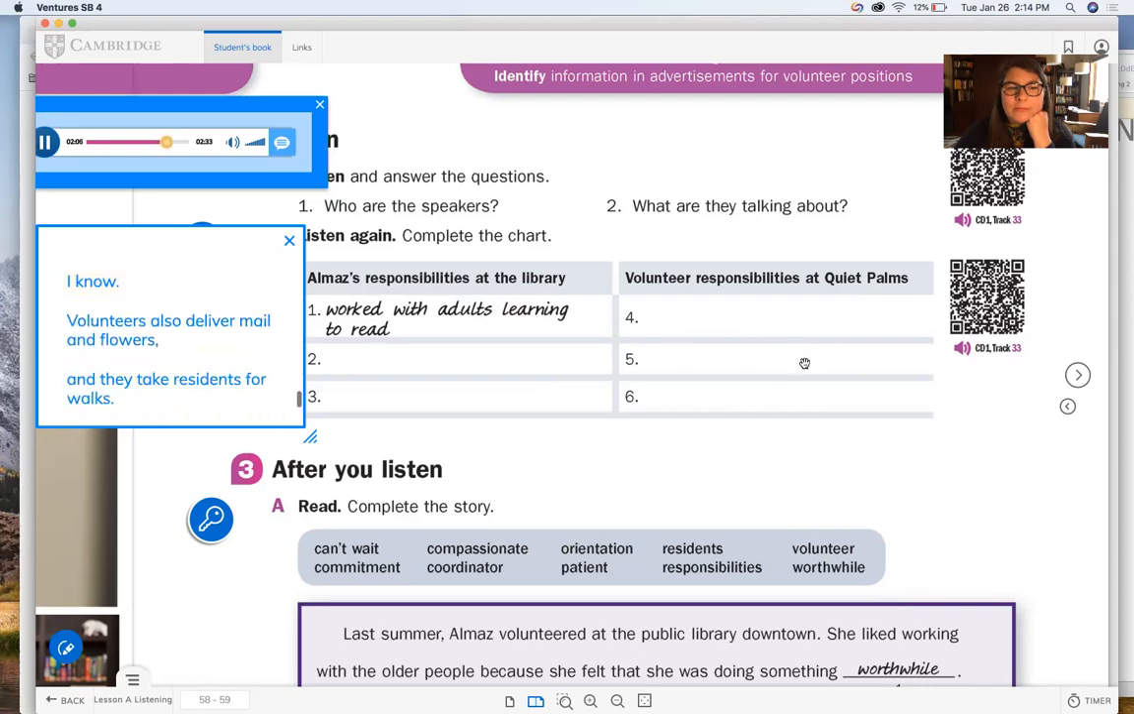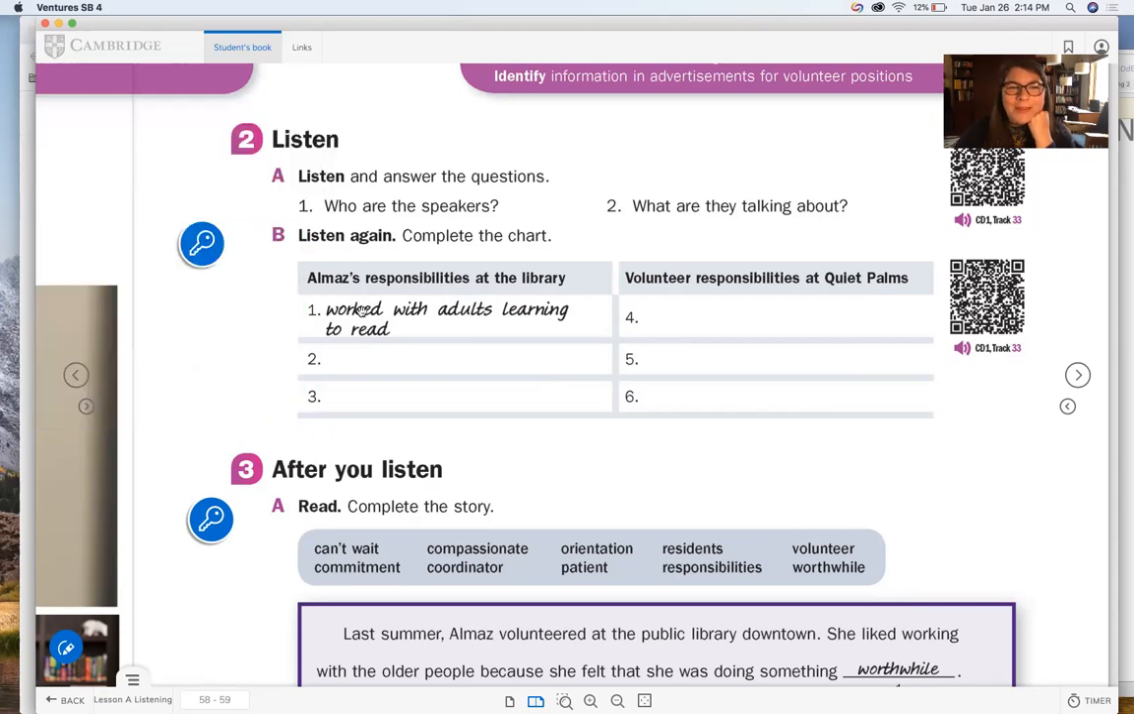I know. Volunteers also deliver mail and flowers, and they take residents for walks. You'll get more responsibilities as soon as you feel more confident. Sounds good. There's an orientation next Monday at 8:30. I'll be there. One more thing. You'll need to make a commitment to volunteer at least 3 hours per week. No problem. I can't wait to start.